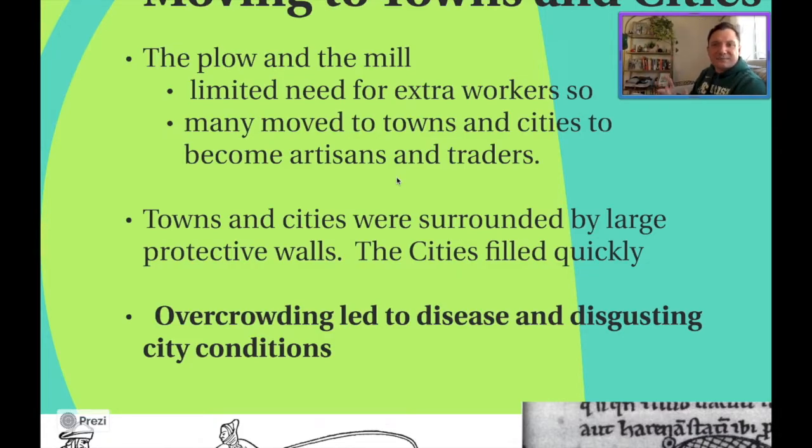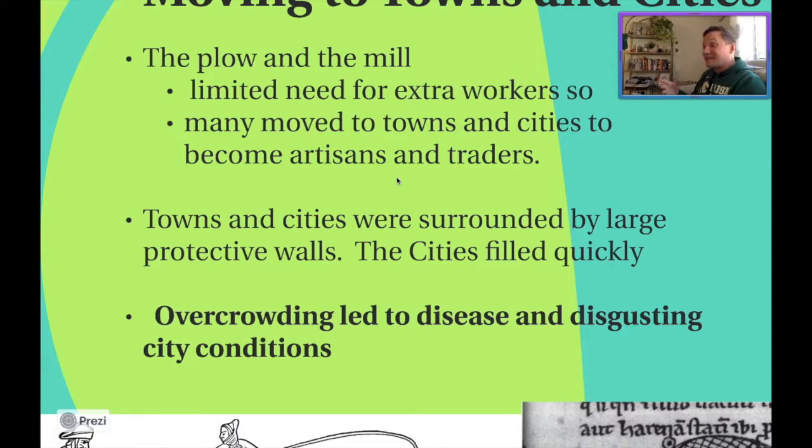Another big one was the mill, right? The mill is going to actually make it so wheat can be ground much faster using water power rather than human power, right? And that's going to limit the need for so many workers out in the rural areas and stuff like that. So you're going to begin to move to cities to become artisans or traders or merchants or look for other streams of revenue, right?